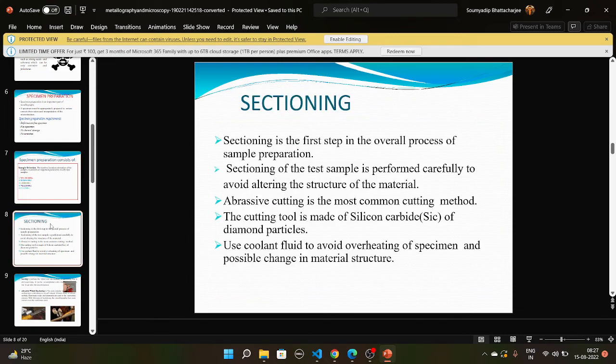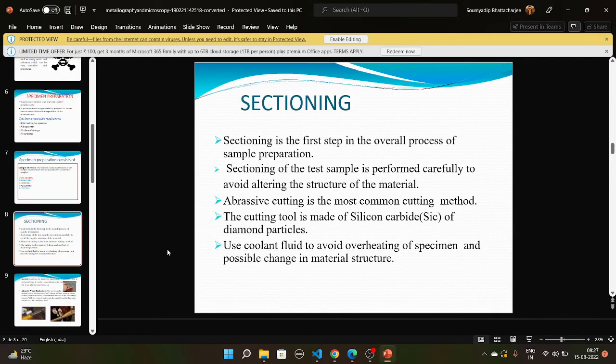Next slide, please. So this has been elaborated actually. You see, sectioning is basically the first step, as I have told you. You can go for abrasive cutting, which is the most common, with a cutting tool made of silicon carbide. Abrasive cutting means, say, a cutting wheel or grinding wheel, where small chips will come out of the structure. It is not that you can cut a very big piece.